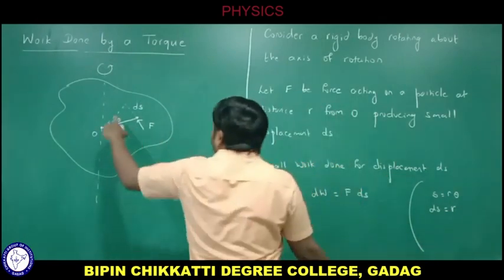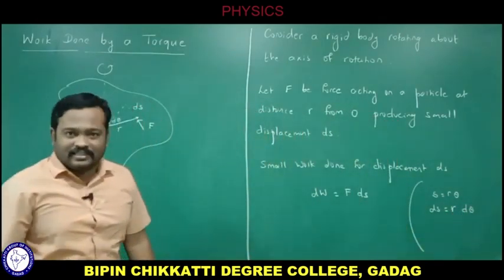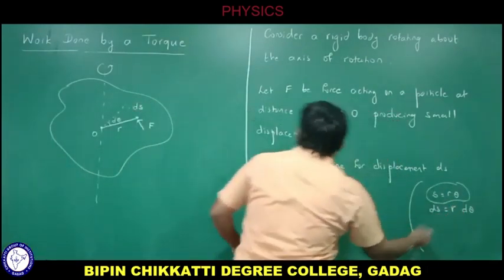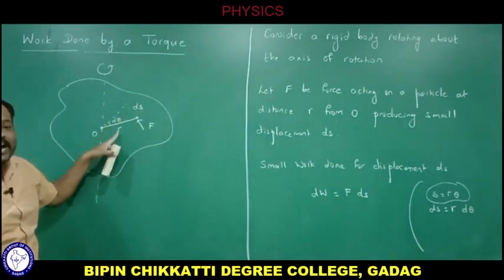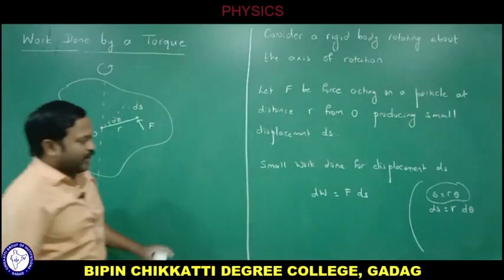What is the angle made now here? The angle made is d theta, right? So this is the formula I applied here. What is the length of the arc? ds. What is the radius? r. What is the angle produced? d theta. Shall I substitute here? What do I get?